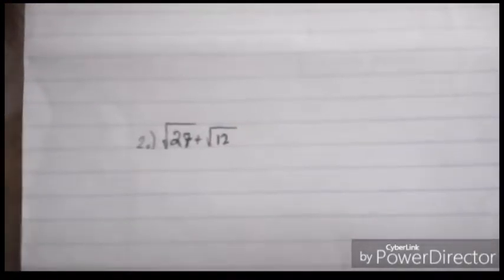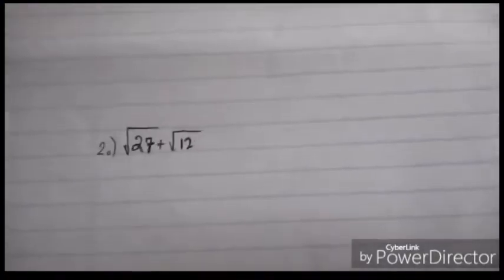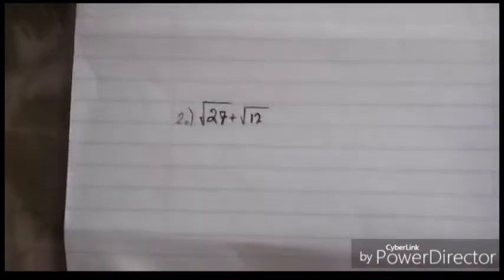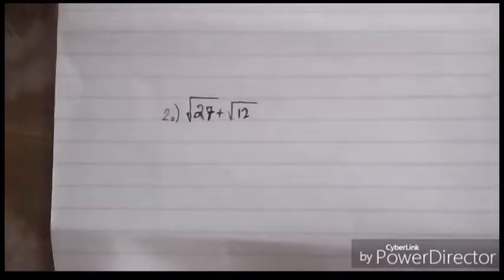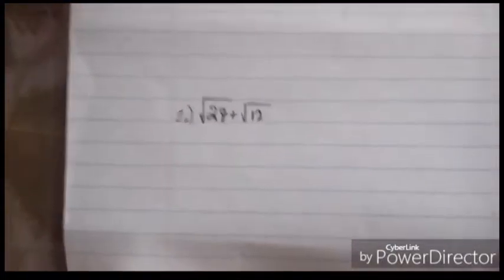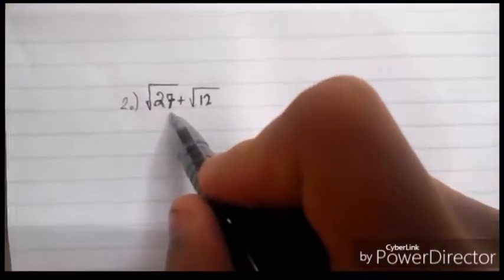So let's start problem number 2. Given is square root of 27 plus square root of 12. Because these two radicals are different, I can't add them the way they are right now. What I can do is simplify them. So we start with the largest.